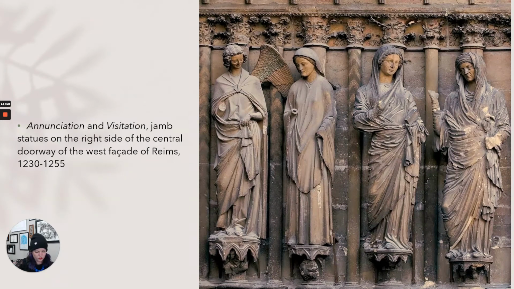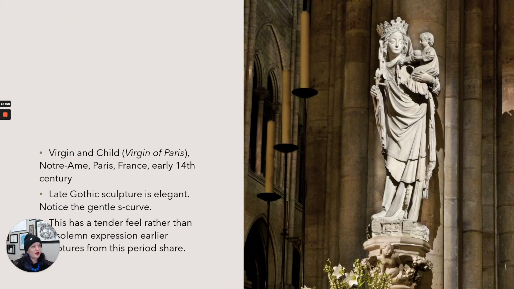Okay, this is a very famous late Gothic sculpture. So this is the Virgin and Child. She's sometimes called the Virgin of Paris. And she's right outside Notre Dame, the Notre Dame that's in Paris. And it's very elegant, it's very emblematic of what sculpture starts to look like in France in the late Gothic. You can see it's more naturalized. She looks like a person.